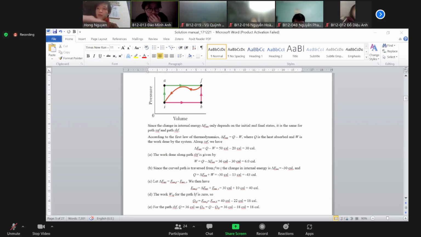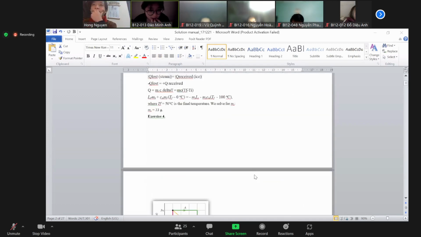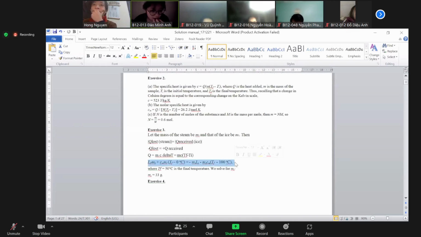Mr. Hong, can I ask you? Yes. Okay, please. About the exercise 3. I think I have found the wrong in the equations of it. Where? This one? No, it's the exercise 3. Exercise 3. Okay. Please tell me what is wrong. Yes, like it said that there are the thermally isolated containers, so the Q of the lost steam must equal to the Q received of ice. Okay. Yes. Yeah, so the Q loss is positive in both equations.